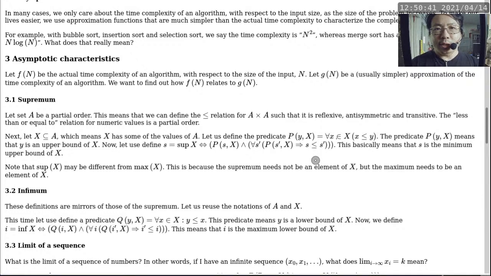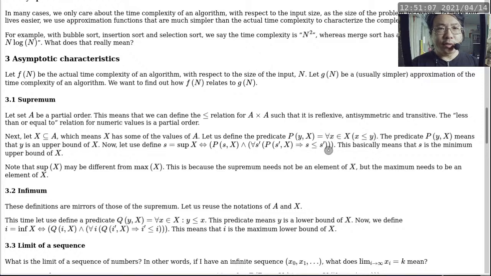Now somebody is going to ask, but what if it is not? What if s prime is not an upper bound of x? Then we are not concerned about that particular s prime, because when predicate p returns false, the implication is going to be true anyway. So it is not a concern. It is only a concern to us when s prime is an upper bound of x. Fine.